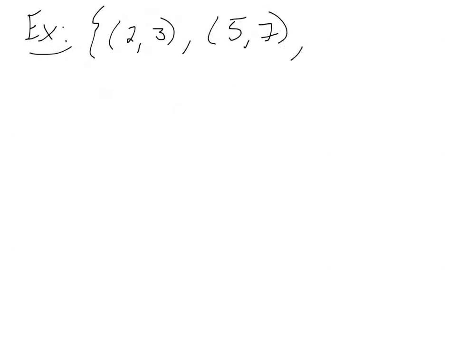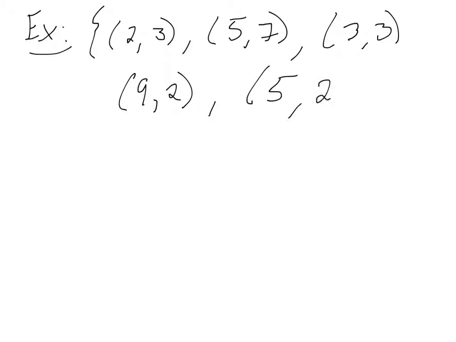in the first example. And so because this is a set of things, I'm going to open up with a brace, and then I'm going to fill it up with ordered pairs. So like (2, 3), (5, 7), (3, 3), (9, 2), and (5, 2). So I want you to identify the domain of that function, identify the range.